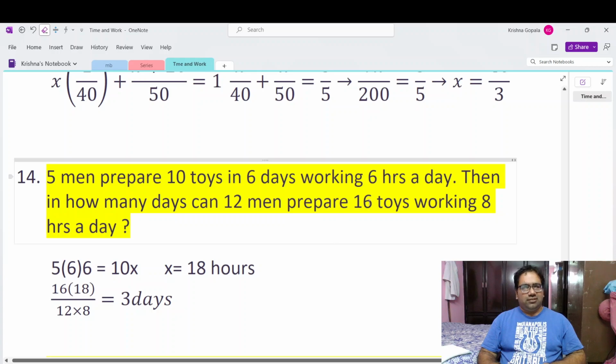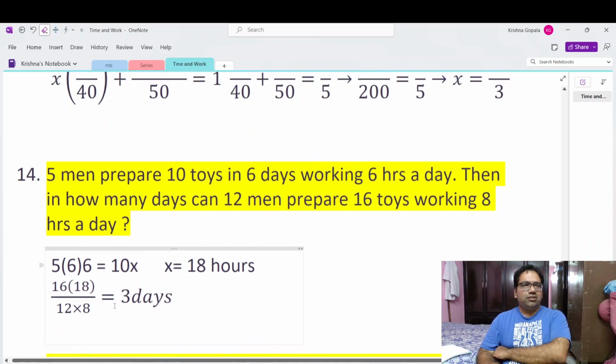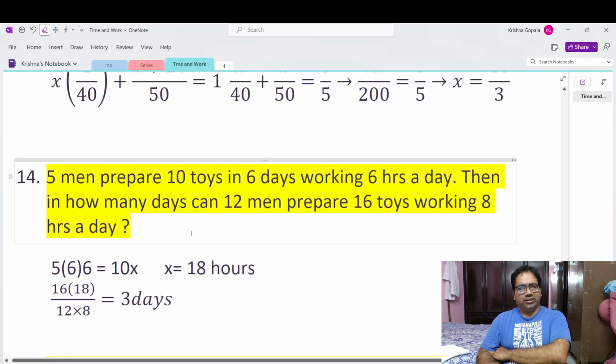Now 16 into 18. So you need 16 toys, 16 toys means 16 into 18 hours we need. And how many people are there? 12 people are there. And how many working hours per day? 8. So that means 16 into 18 by 12 into 8. By cancelling, 8 twice you can cancel, 6 twice, 6 three times. And this 2, etc. What is left will be 3 days. It will be 3. Right? It's an easy problem. You just need to understand how to write the equation.